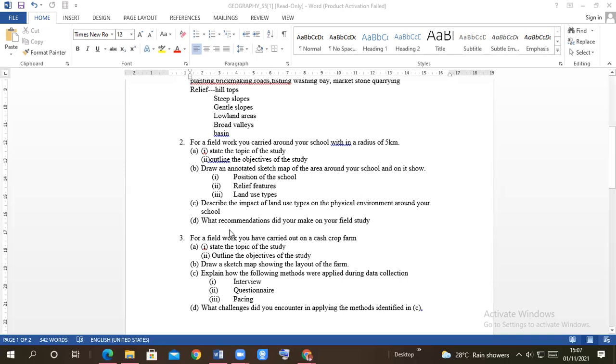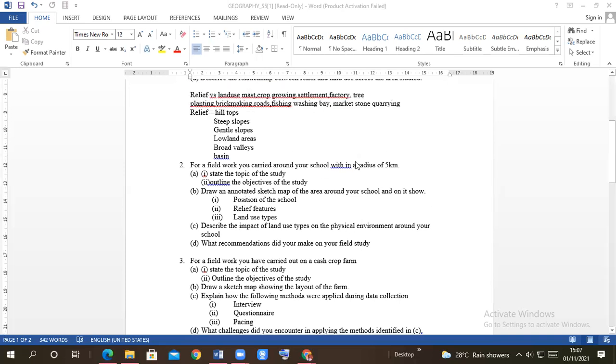Now, since the field work around the school is not recognized, it is not allowed, we are going to remove school and put family or home. For any field work ever carried out around your home, we remove school and we put home, because the field work around the school is not recognized. We removed it. I just brought it here for you to learn.